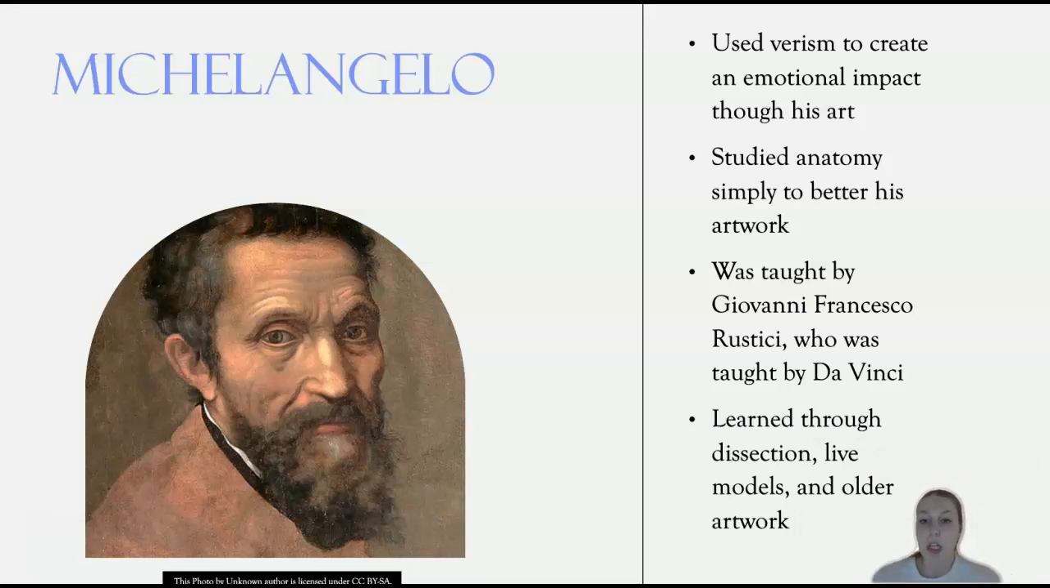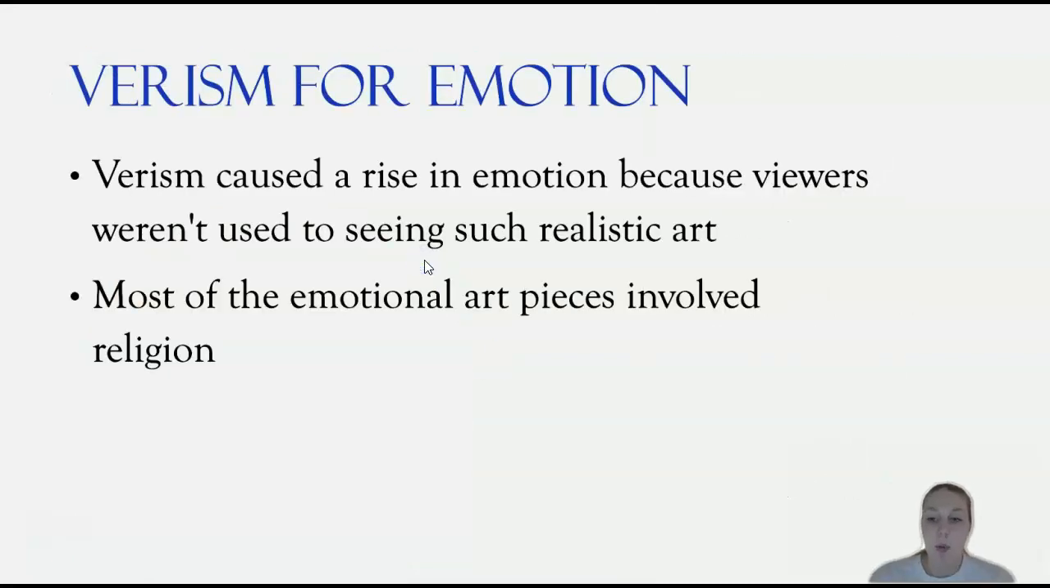While Da Vinci mostly used verism in his art for scientific reasons, Michelangelo used verism to create emotion in his art, as demonstrated by many of his pieces. Many of Michelangelo's best examples of verism causing emotion in art are religious. This is because people were moved during the Italian Renaissance by pieces that looked more realistic.